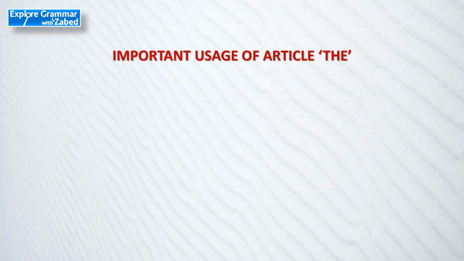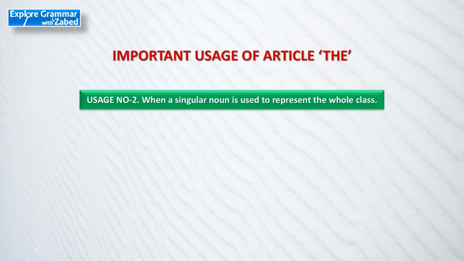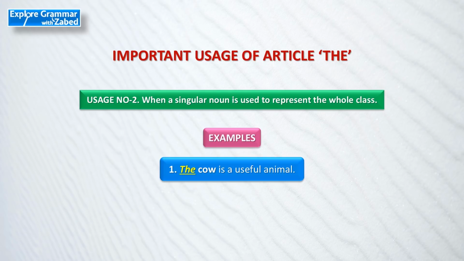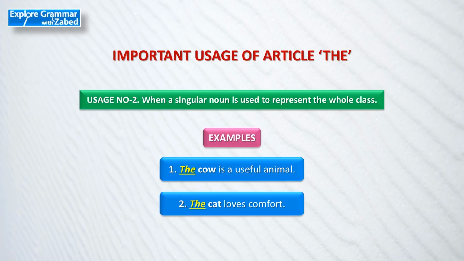Let's look into the second use of article the. It is used before a singular noun when it represents the whole class. For example, the cow is a useful animal. Here we are talking about the whole class of cow, so the is used. One more example of it. The cat loves comfort. Here we are talking about the whole class of cat, that's why we use the here.